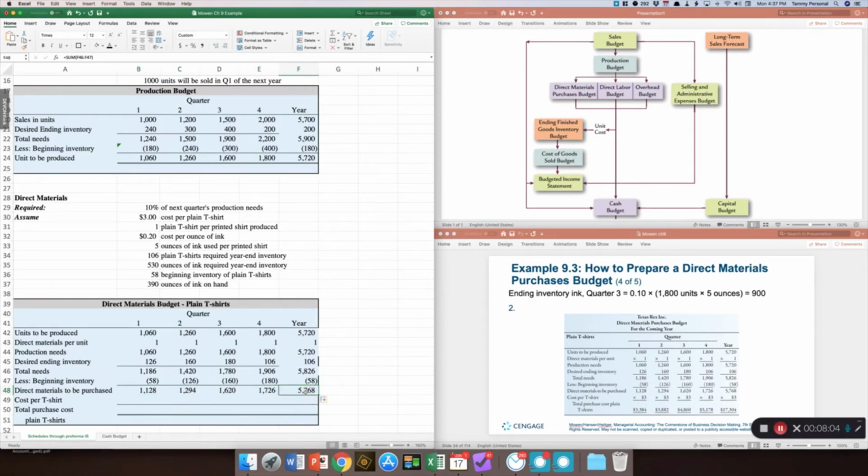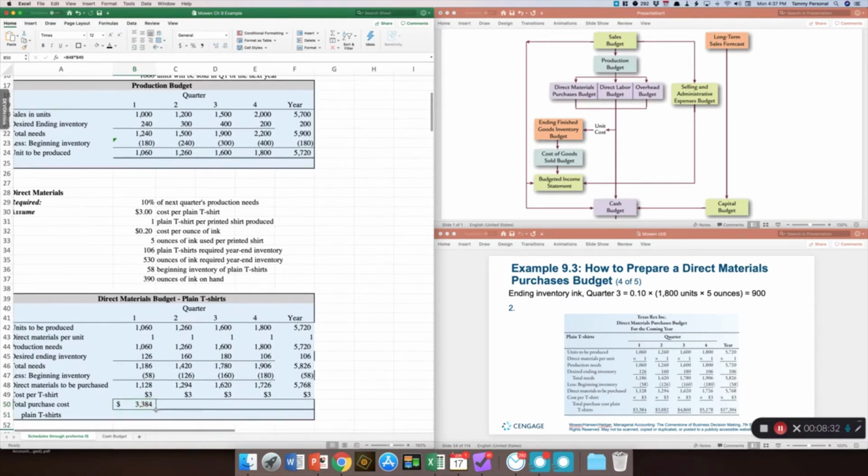Okay, now our cost per t-shirt is $3. We make that an absolute cell reference by including a $ sign. Drag that across, and we can have our total purchase cost, which is the number of shirts that we need to purchase times the cost that we pay for those shirts. So there is our direct materials budget for plain white t-shirts.